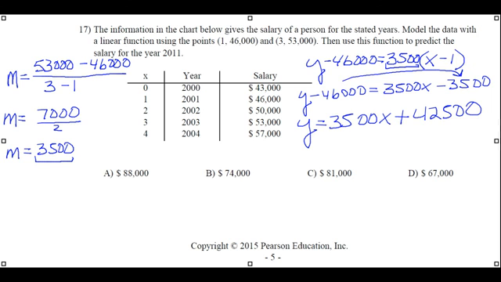Now we set our years from 2000 to this is 11 years. So where the x is, we're going to put in 11. So I go 3,500 times 11, add it to this, and actually I end up exactly with 81,000.